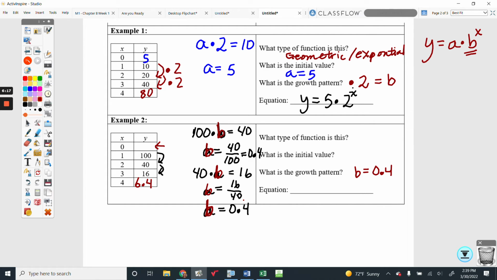Now go ahead and take a minute and figure out what you think that the initial value is. While I'm doing that, I'm going to go ahead and write geometric over here and exponential. Now we just need to figure out what our initial value is. Go ahead and answer that. And it is 250.